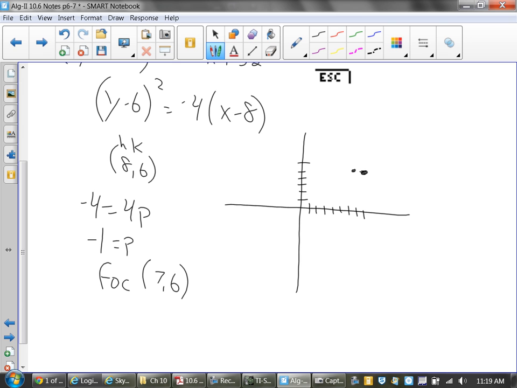Okay? It's opening this way. And what's the other thing that we have to label on a parabola? The directrix. You're close. The directrix is one more. And that's what you would have to label out. For parabolas, you got to label out the center, the focus, and the directrix. That's it.